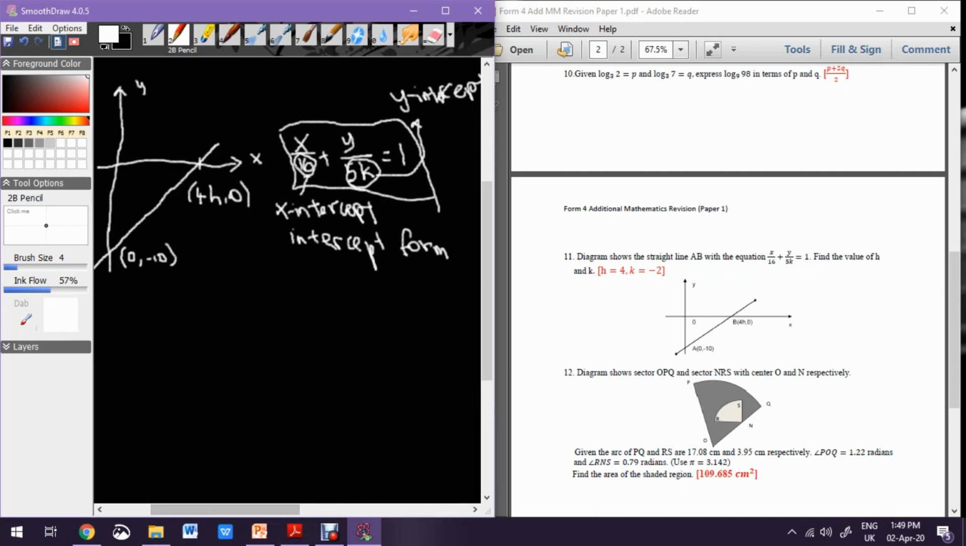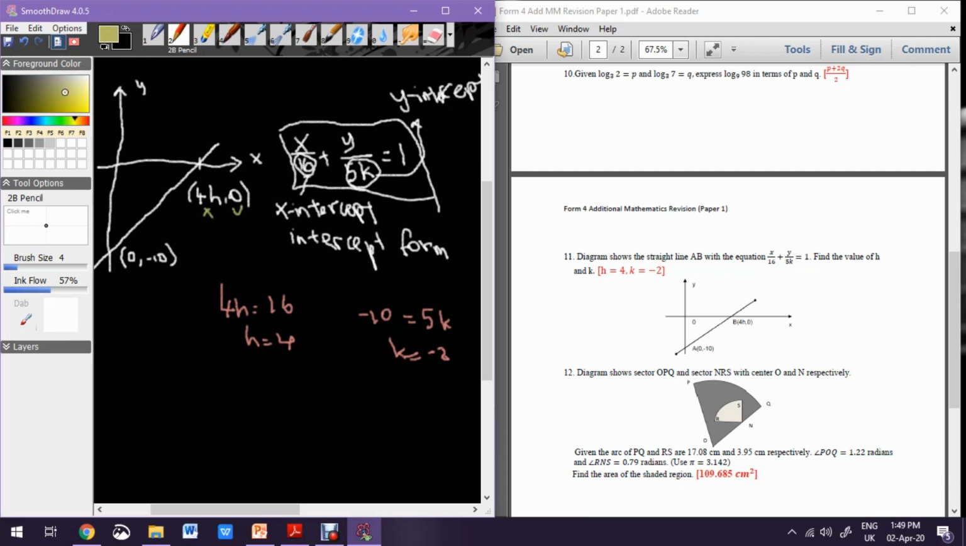Okay, so from the graph, the x-intercept is 4h, y-intercept is negative 10. So you just compare. So 4h equals 16, h equals 4. Negative 10 equals 5k. So k equals negative 2. Or if you don't know that this is intercept form, you can just substitute the value here into this equation. You will get the same answer also.